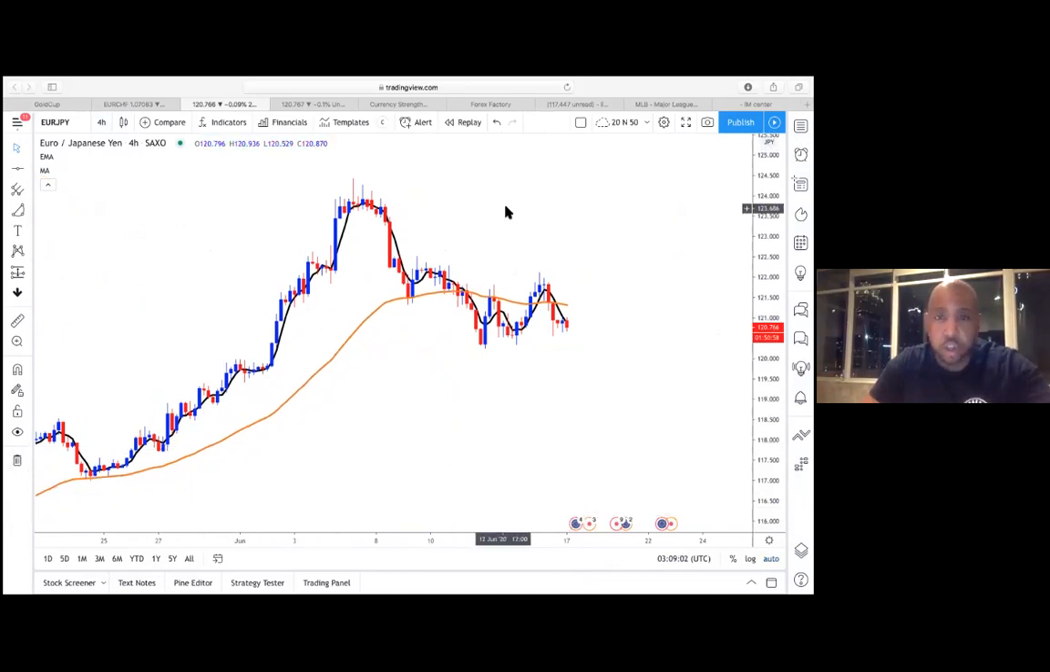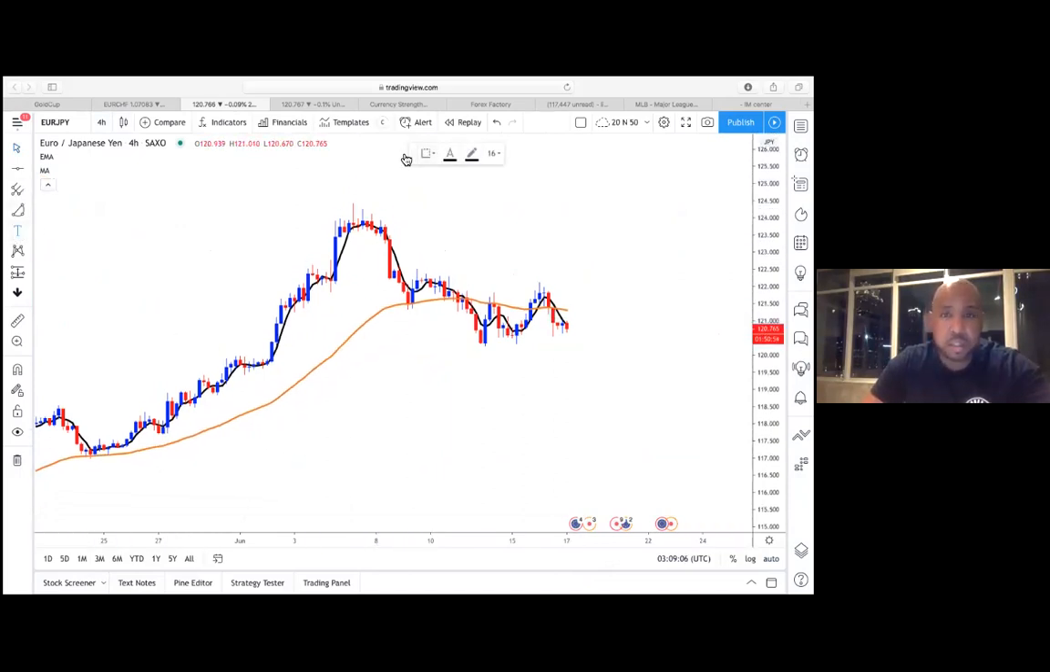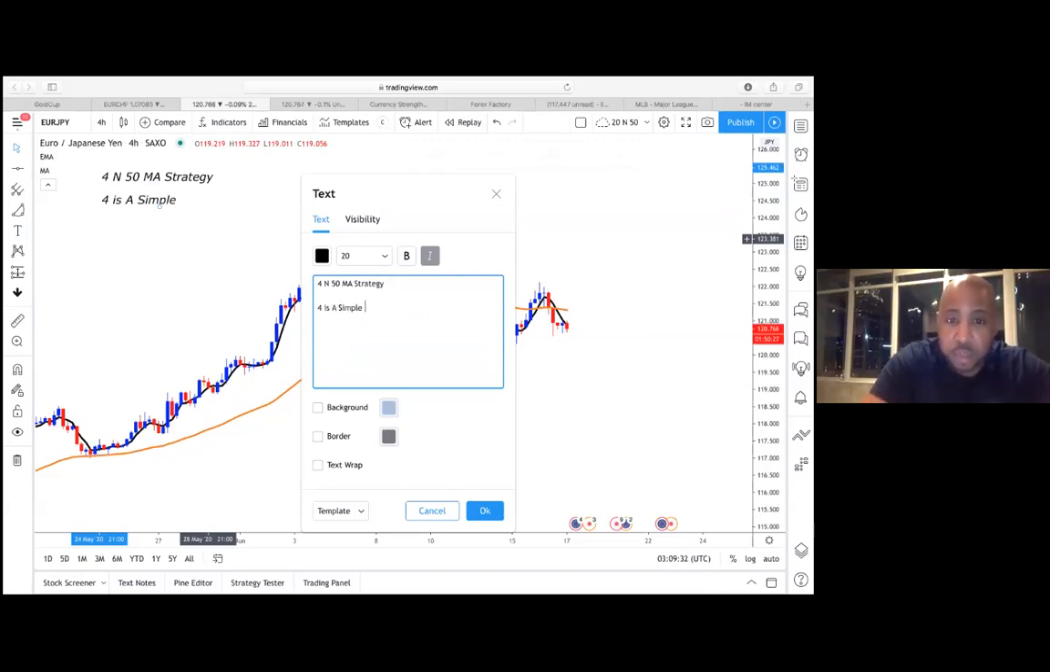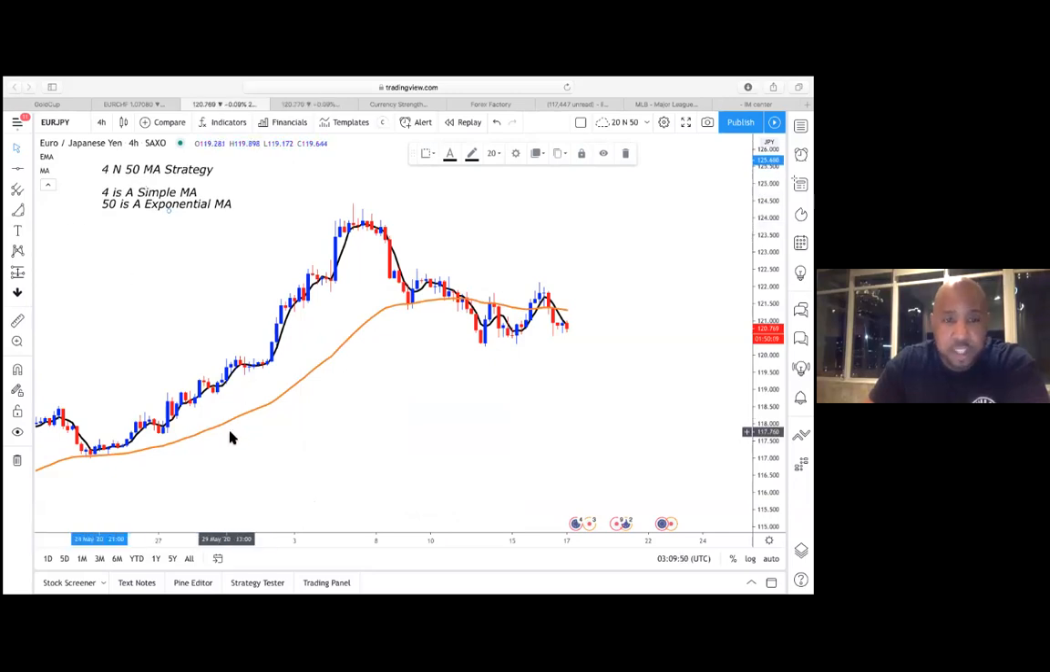Erase everything here. The 4, guys, remember, is a simple. Let me write this down for you. 4 and 50 MA strategy. I'm teaching y'all today. 4 is a simple MA. If y'all thought the T code was easy, wait until you see this. 50 is an exponential MA. So everybody got this? The 4 is a simple moving average, the black one on my screen. The 50 is an exponential, the orange one on my screen.